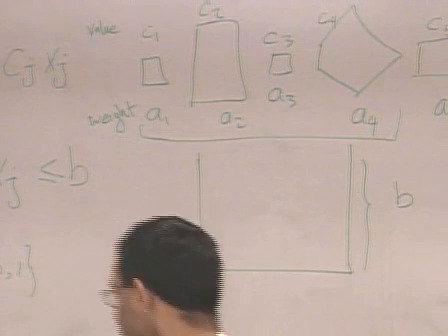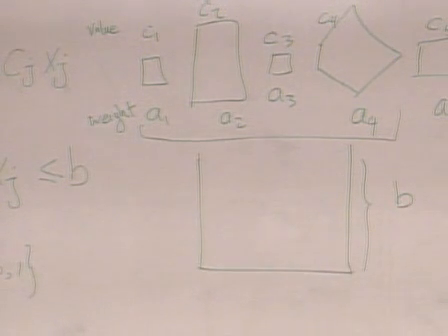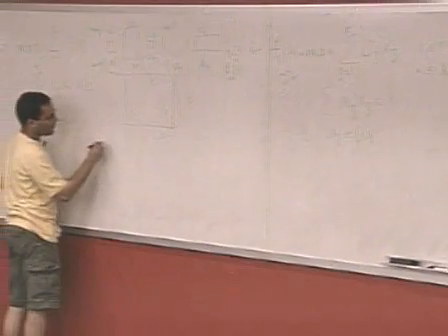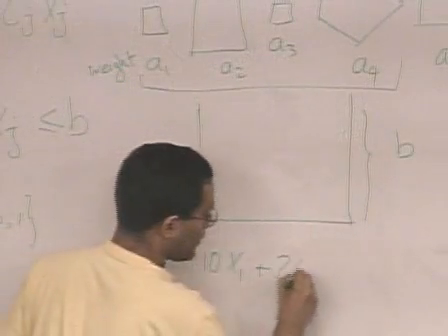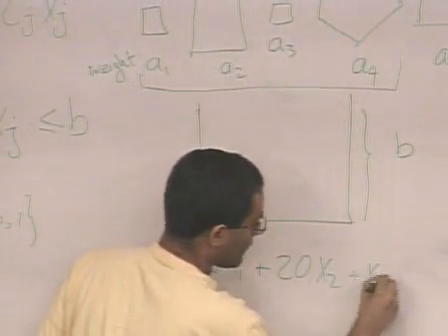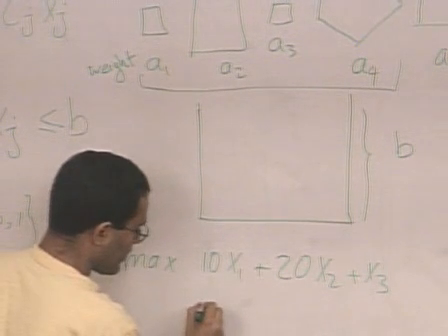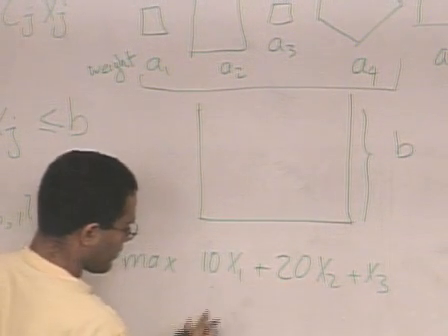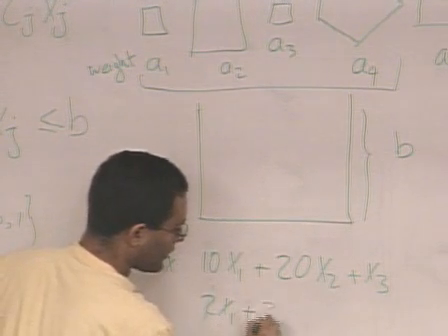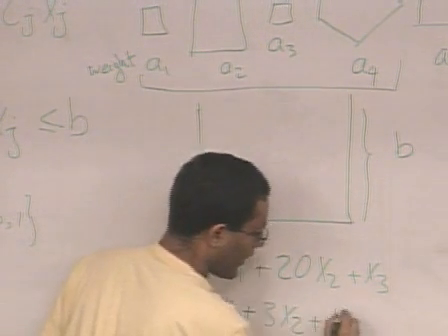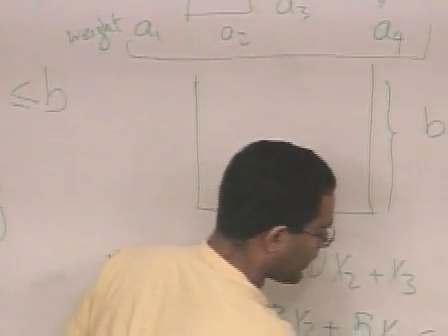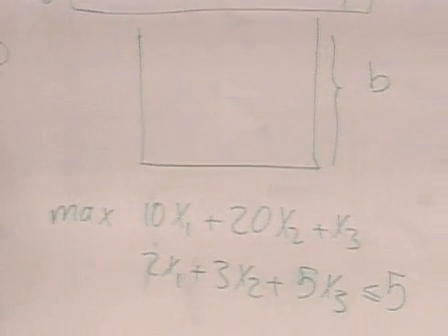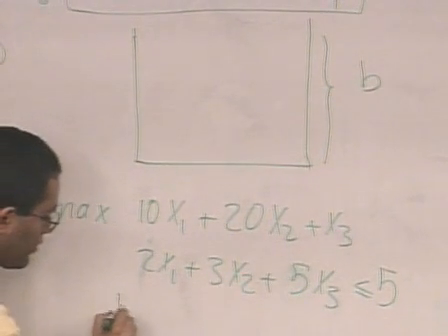Can you repeat it? Okay. Yes, why not? So let's think of it like this. I'm just saying we had a problem, maximize 10x1 plus 20x2 plus x3, given that 2x1 plus 3x2 plus 5x3 is less than or equal to 5. Okay? This was my problem, and everything is binary.